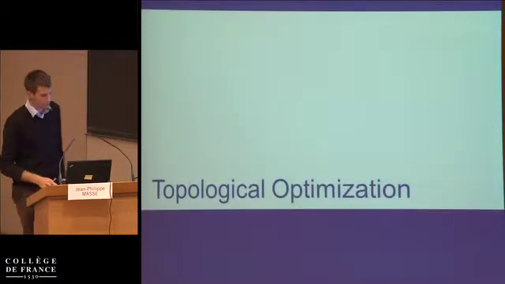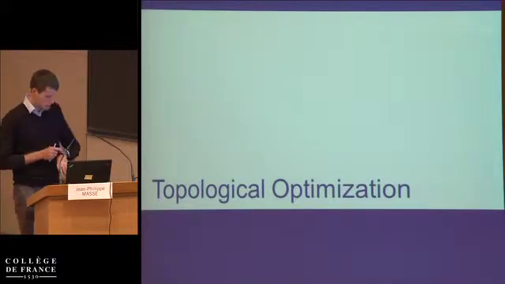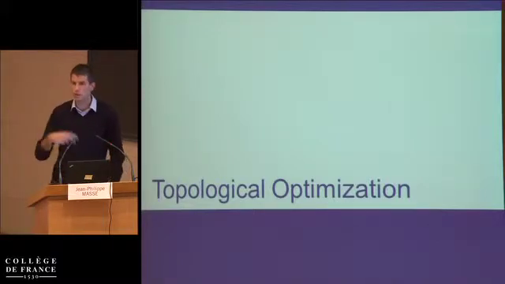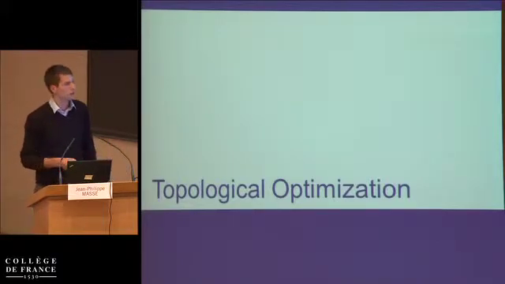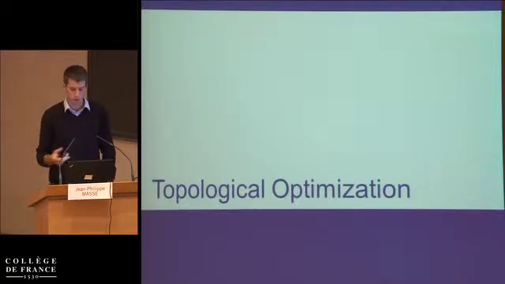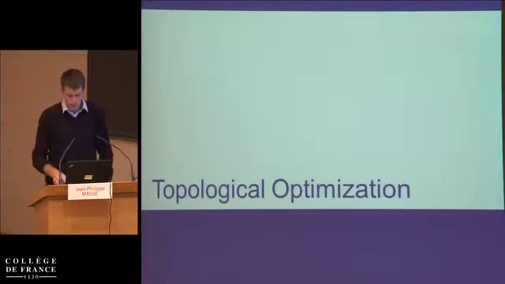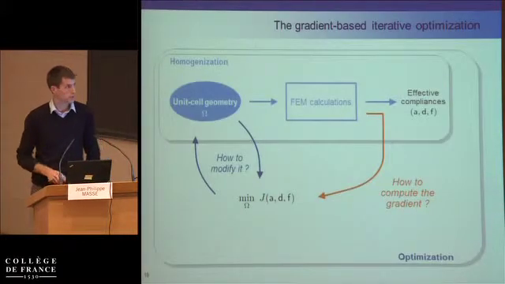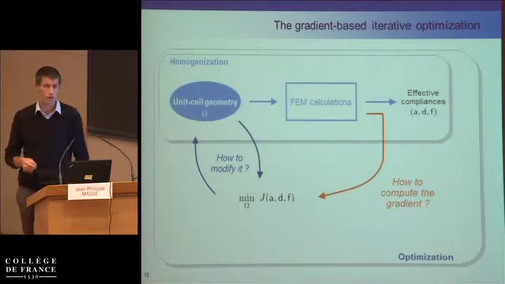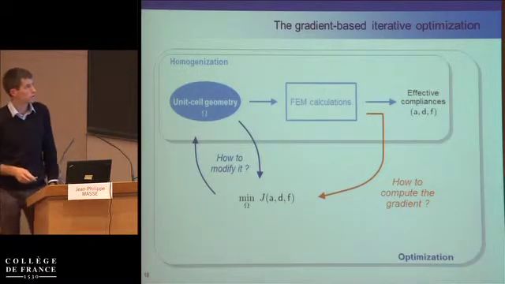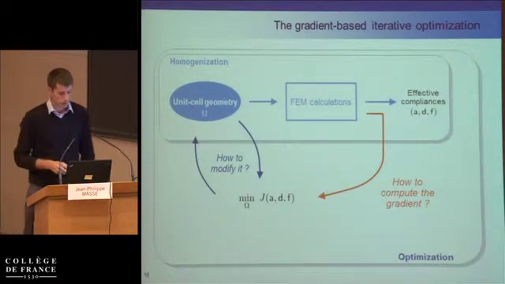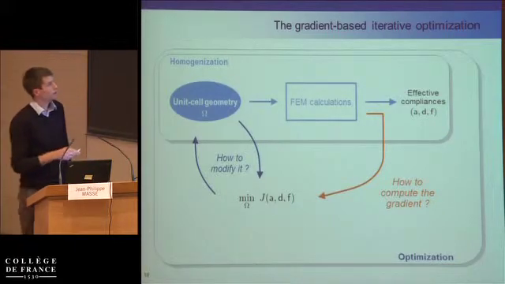Okay, so now we have a method to be able to compute, with whatever is the geometry of the unit cell, the stiffness in bending, in-plane bending, and transverse shear of this unit cell. So now we can go further into optimization. So the algorithm is the following.